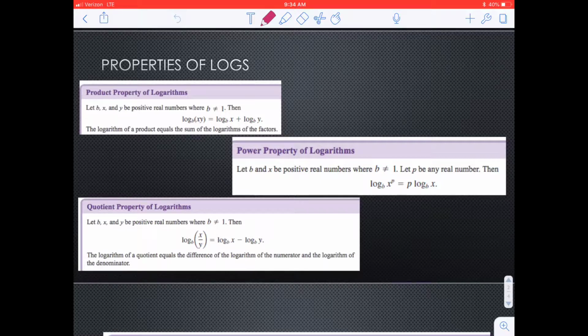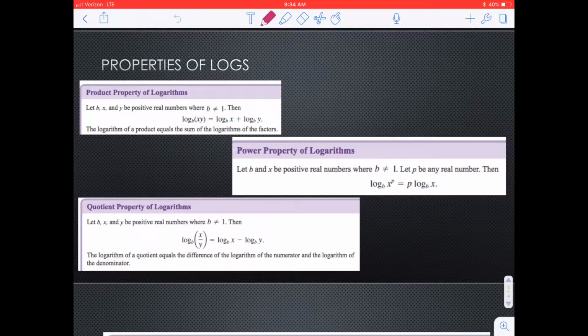The formal definition states, let b, x, and y be positive real numbers where b does not equal 1. Then log base b of an argument where there is multiplication, so I'm taking x and multiplying it by y, is equal to log base b of x plus log base b of y. So the logarithm of a product equals the sum of the logarithms of the factors.